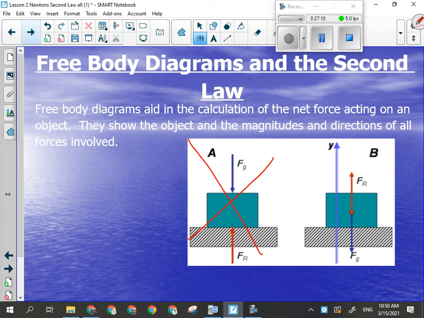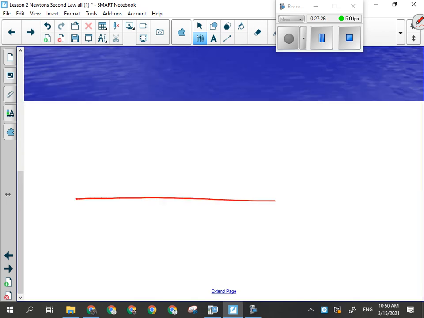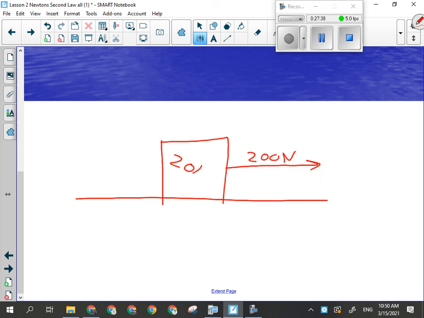Okay? And all they do is help us to identify the forces that are acting on each other and help us to see if any of them would cancel and thus not have to be in a vector diagram. Right? So if I had a situation like this, where I have a box sitting on the floor, and it's being pulled this direction by 200 newtons of force. Let's say the box is 20 kilograms. Well, what are the other two forces acting on this box?